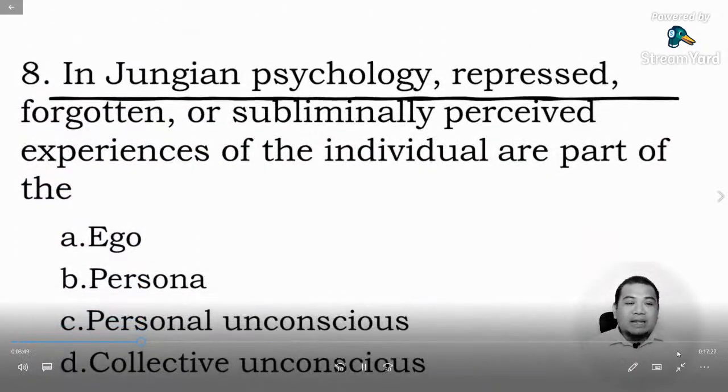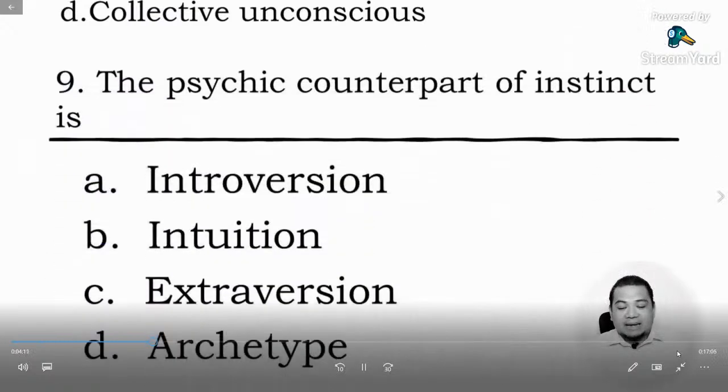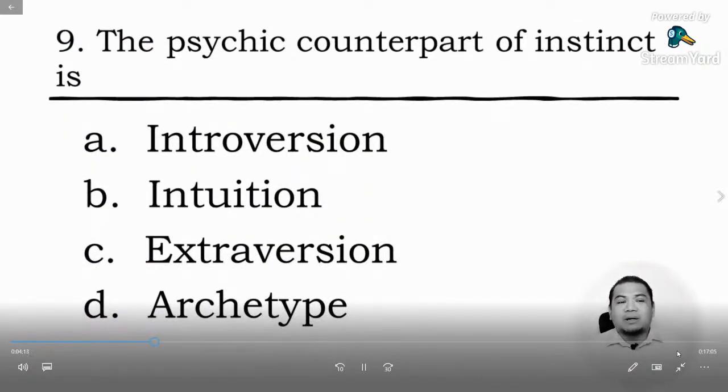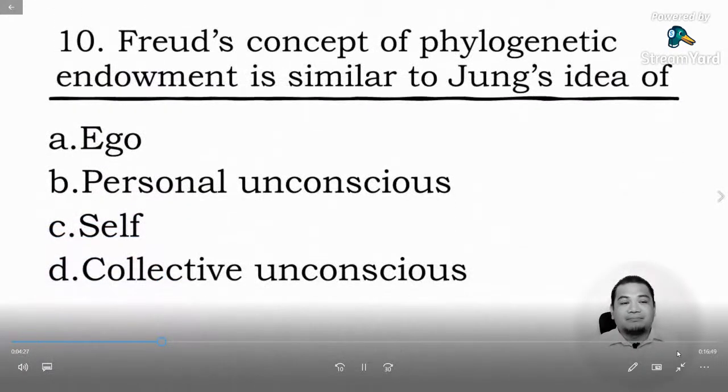Number 8. In Jungian psychology, repressed, forgotten, and subliminally perceived experiences of the individual are part of the A. Ego. B. Persona. C. Personal unconscious. D. Collective unconscious. Number 9. The psychic counterpart of instinct is A. Introversion. B. Intuition. C. Extraversion. And D. Archetype.